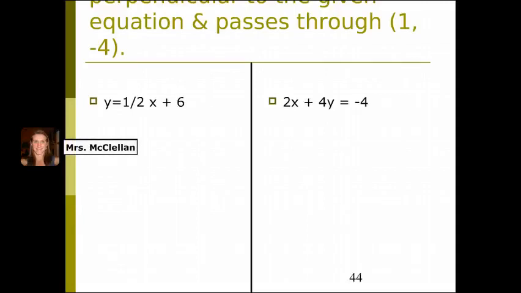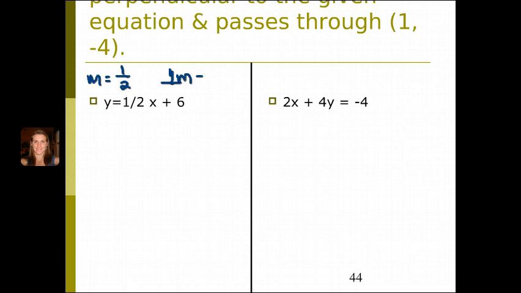Okay, so just like with the parallel lines, this time they want us to find a perpendicular line that passes through the point (1, -4). All right, so remember when we're finding perpendicular lines, we want to take the negative reciprocal. So I'm going to take the slope that they gave me, and then I want to find the perpendicular slope. Take the opposite sign and flip the fraction.